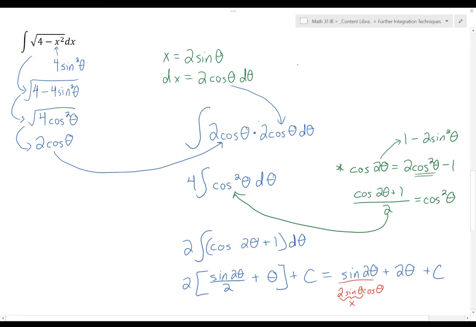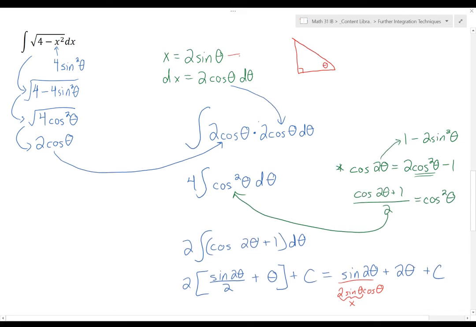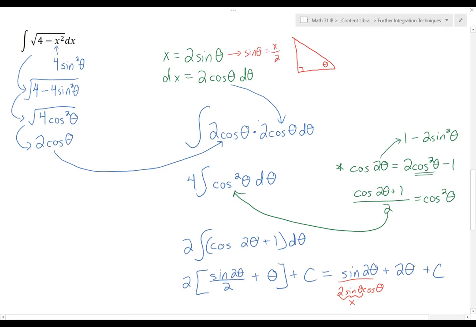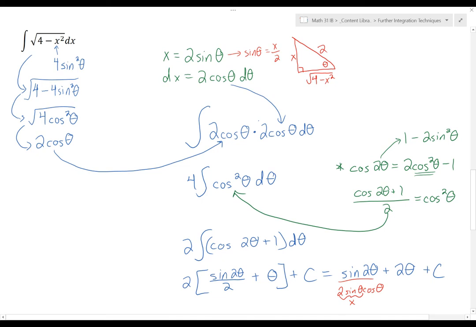So I'm going to look at a triangle. Let's let that angle equal theta, for example. So what I have here is that sine theta equals x over 2, which if I let this opposite side be x and the hypotenuse be 2, means that the adjacent side would be the square root of 4 minus x squared. Well, hey, that's what I started with. That was my initial expression.